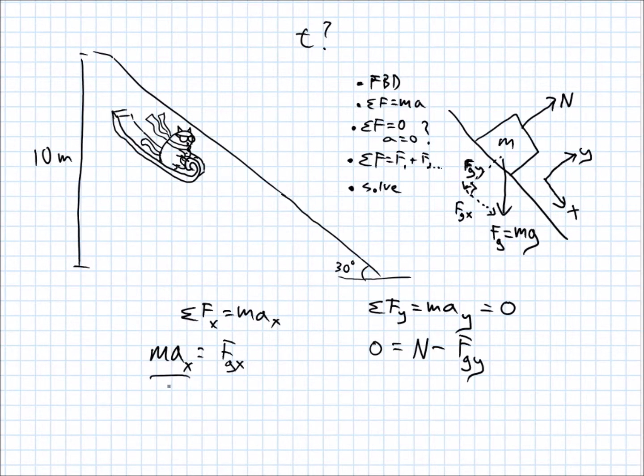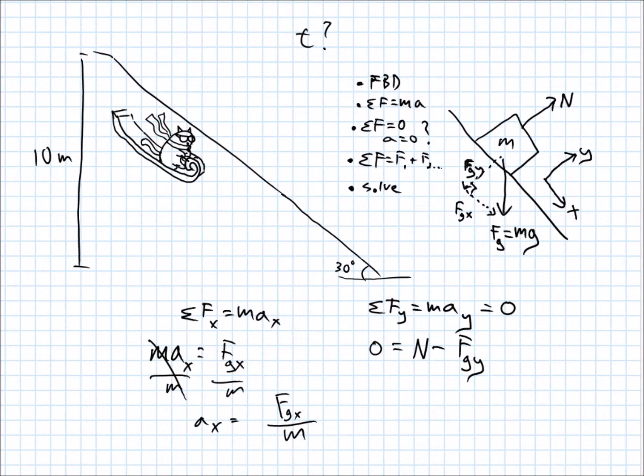If I divide through by mass here, I get that ax is equal to the force of gravity's x component divided by mass. That g is a subscript down there. Okay, problem is I made this up, right? I made up this force of gravity x component thing. So we need to know what that actually is. So let's see, what should we have?